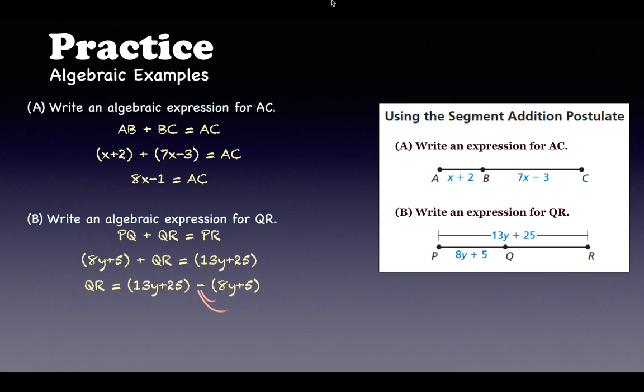With example B, again, we start with our segment addition statement, but when we substitute in, we see that the algebraic expressions are on opposite sides of the equal sign. So we take 8y plus 5 and subtract it from the right-hand side. Notice the arrows that are distributing the minus through the parentheses so that 8y plus 5 becomes negative 8y minus 5 in the line below it. And since everything is on the right-hand side of the equal sign, we can combine and simplify, and we get that QR is 5y plus 20.